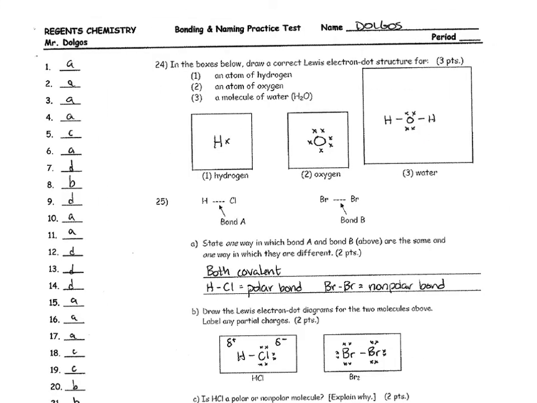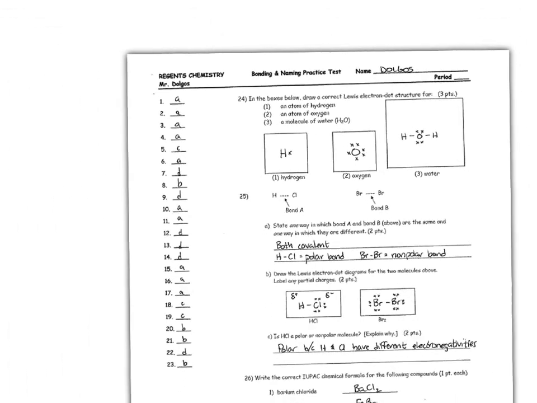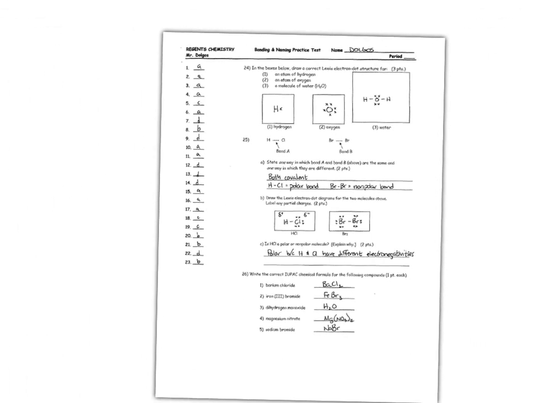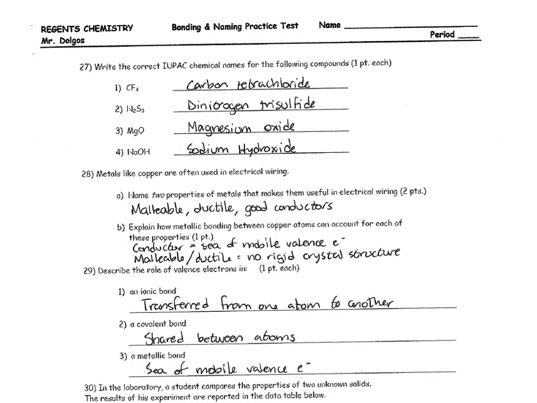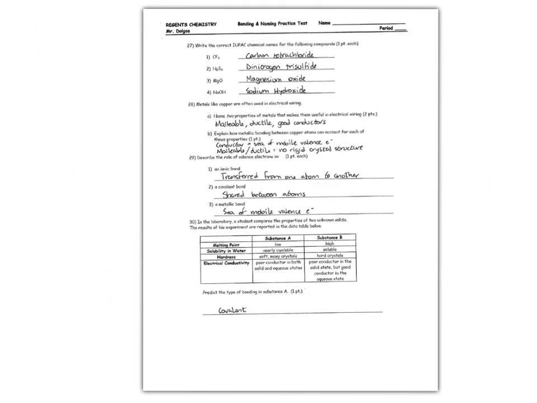And again, this is from a gentleman called Mr. Douglas. Here are all the answers that you should have gotten or come close to getting. I want to remind you that this kind of nomenclature is not necessary for your particular exam, but that will be coming next year. Here again, dinitrogen trisulfide, carbon tetrachloride, sodium hydroxide, magnesium oxide, right? And you can read those.